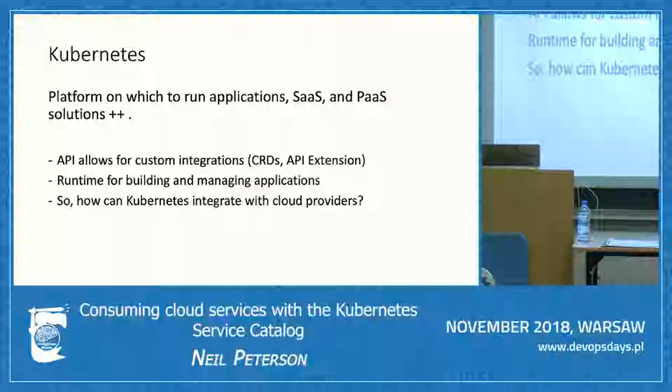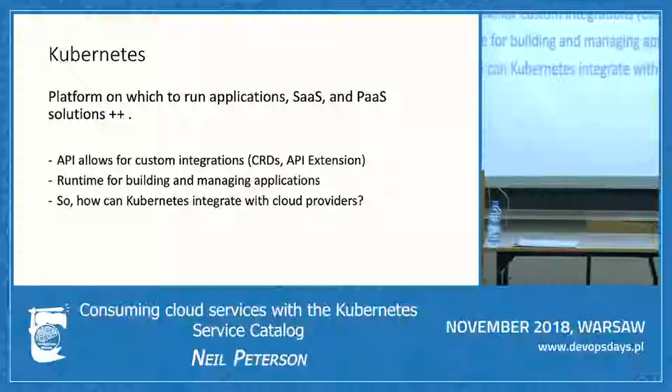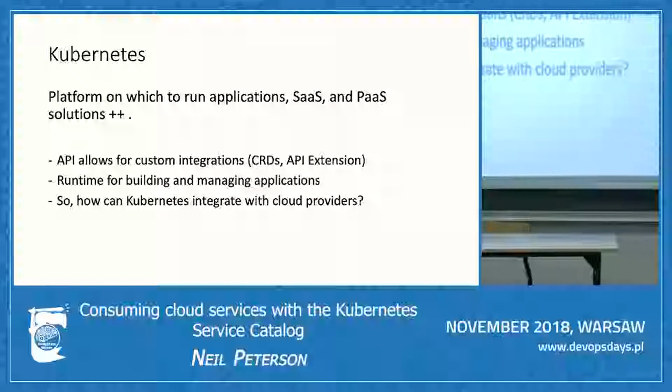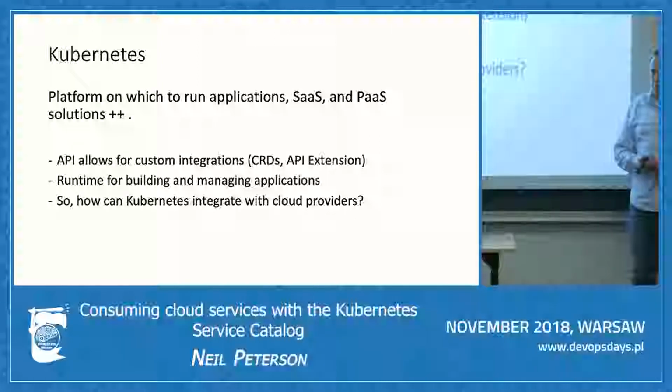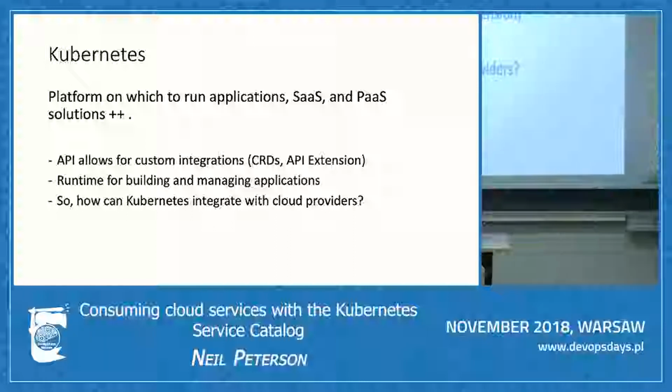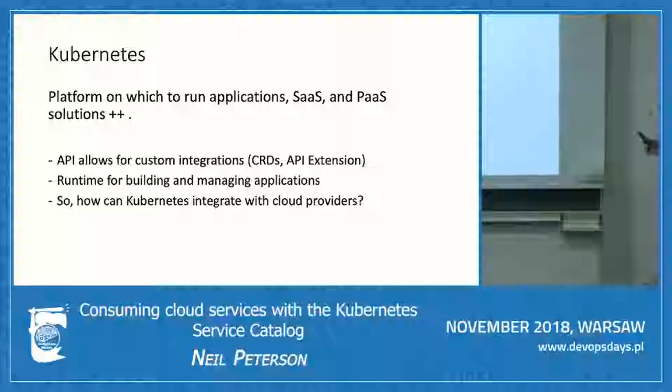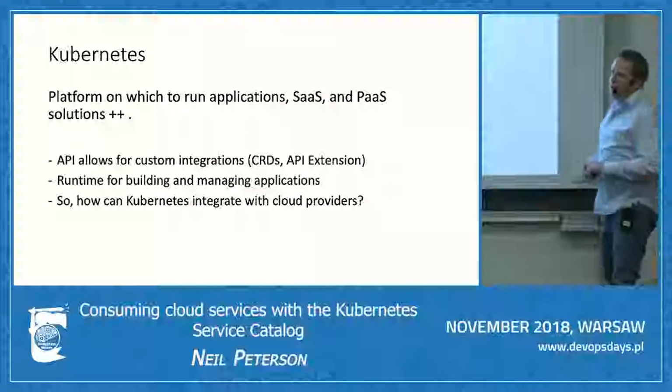Anybody familiar with custom resource definitions? A couple hands. We're kind of going down the rabbit hole in Kubernetes. So we've got these things called custom resource definitions or API extensions that really allow us to write our own solutions and capabilities on top of Kubernetes. And if you listen to any of the founders of Kubernetes, like Brendan Burns or Joe Beda, they say things like Kubernetes is not the thing; it's the thing that runs the thing.